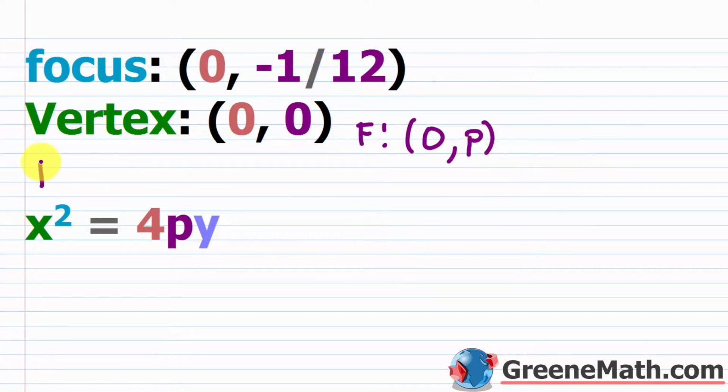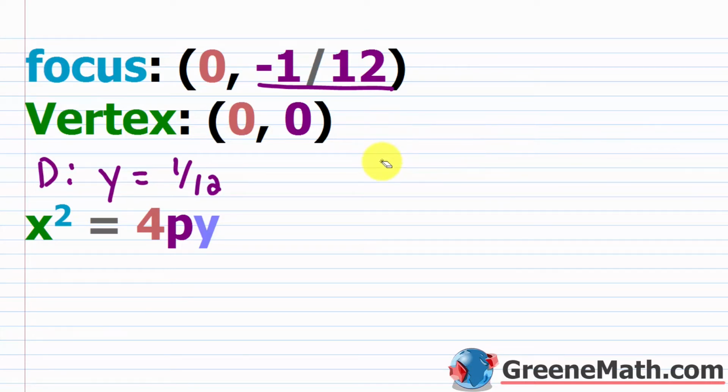We know the directrix is going to be y equals the negative of p. Well, p is negative 1/12, so it's the negative of that, so it's just 1/12. y equals 1/12. That's your directrix. So you're done there. For your equation, you just plug in. Very simple. Plug in for p, and I know it's a lot to remember, but x squared is going to equal 4 times negative 1/12.